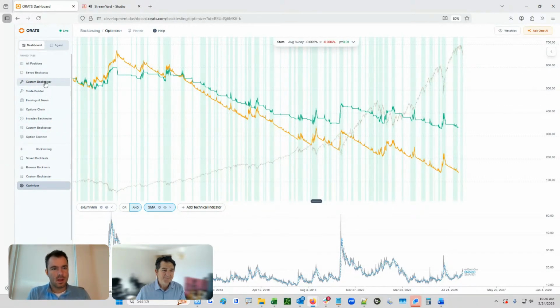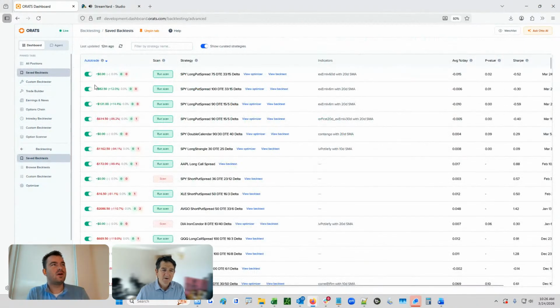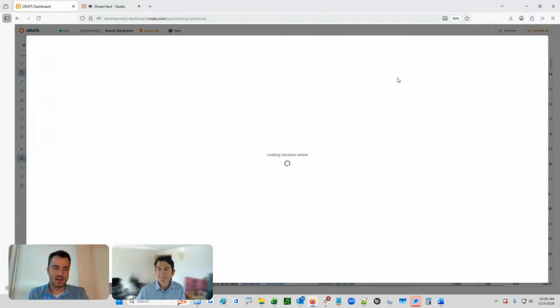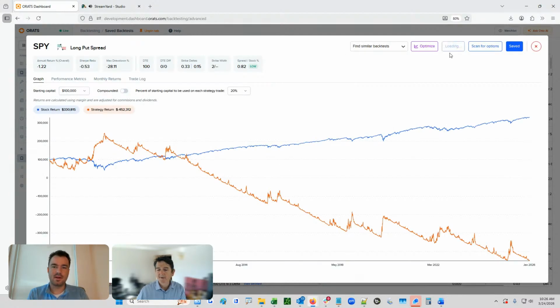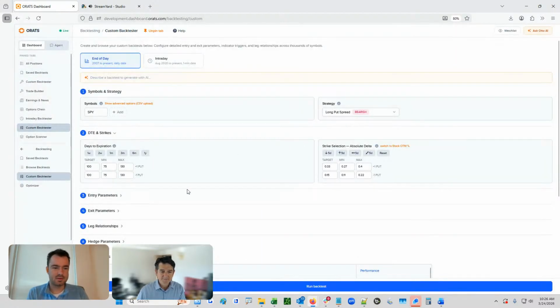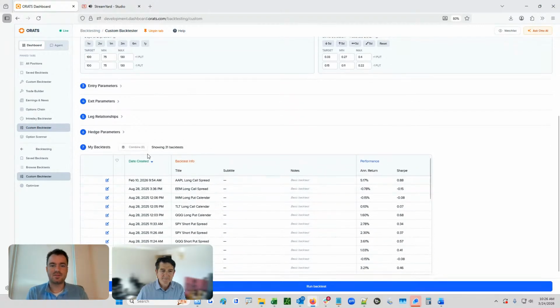And yeah, I want to make a quick note about how we do our backtests in the browse backtest tab. There's over 300 million backtests across over 100 different symbols and 15 different strategies per symbol.